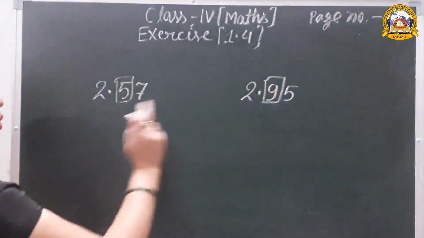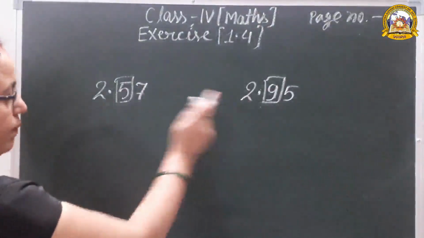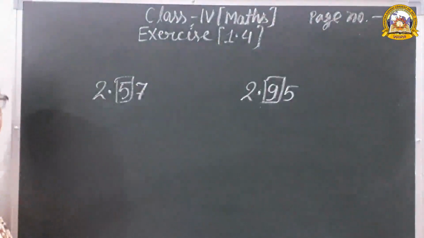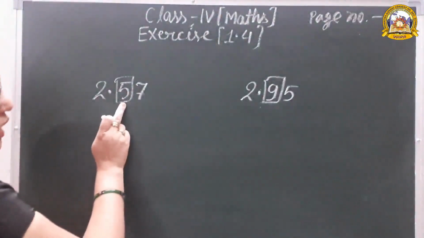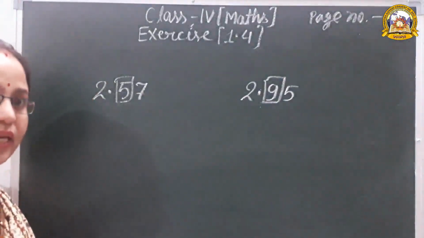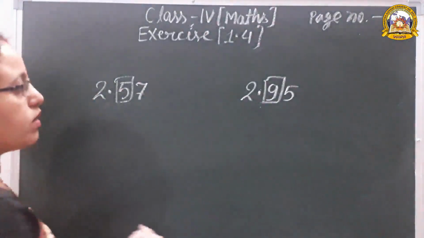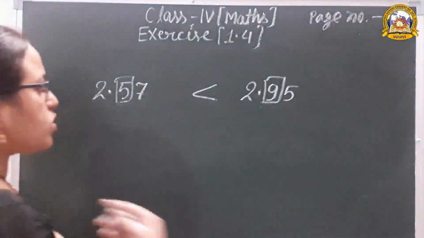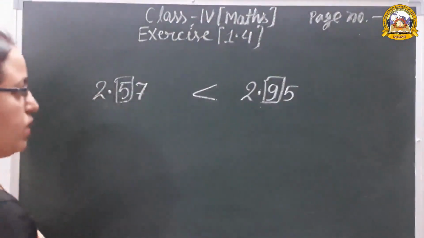यहाँ पर देखिए आप दोनों नंबर में whole part same है. Here is 2, here is also 2. So we compare the next digit after the decimal. Here is 5, here is 9. So which one is the bigger? 5 or 9? Obviously 9 is bigger. That is why this number is bigger than this. This is how we can compare the decimal numbers.